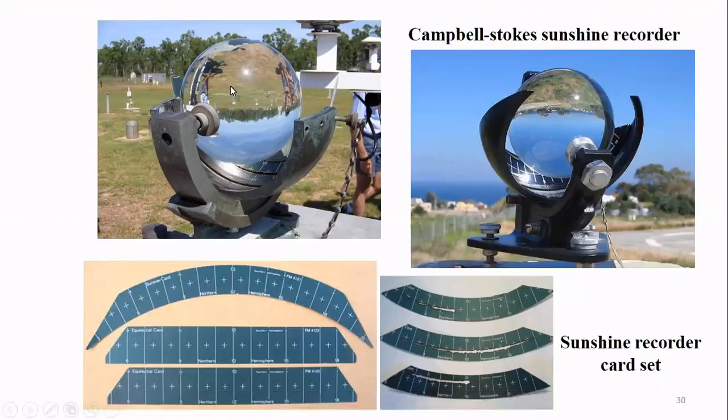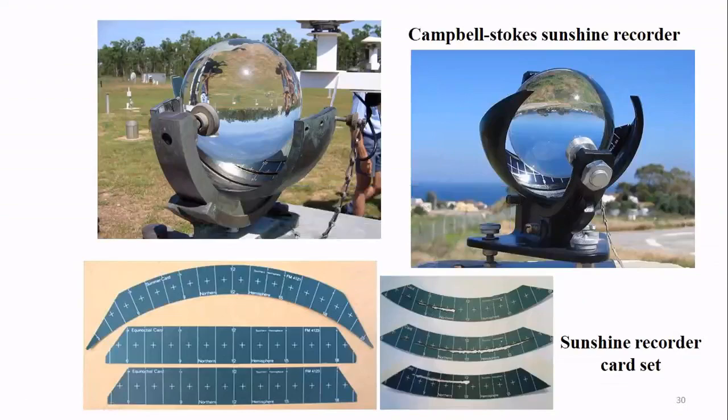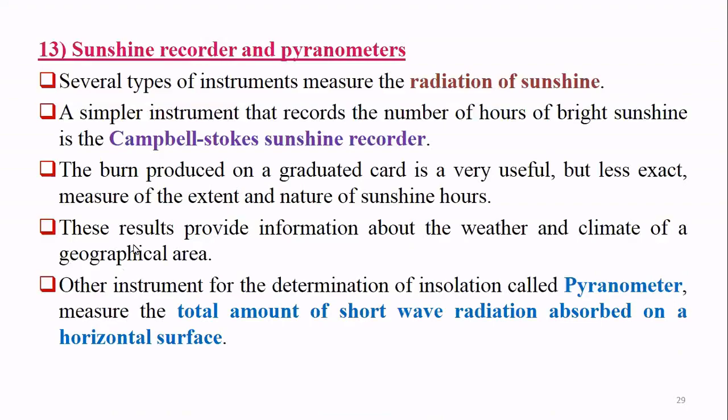In the sunshine recorder, you have to know there are 3 types of cards. They can be inserted in this curved one. After getting the reading from the burnt area, you can convert how much duration the sunshine occurred. The burnt card gives the reading, and from that you can get the time period of the sunlight.